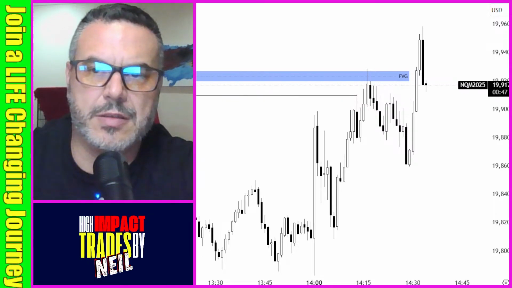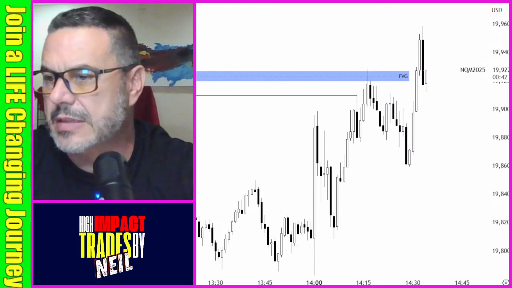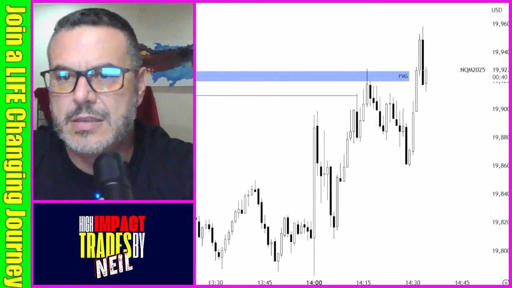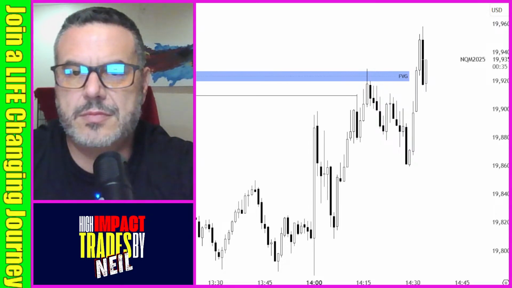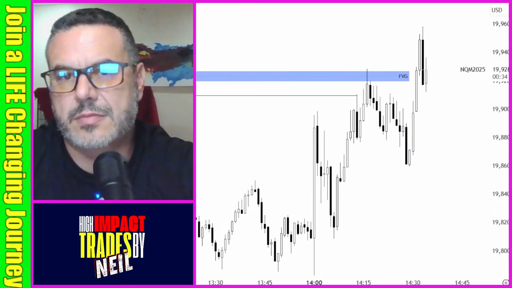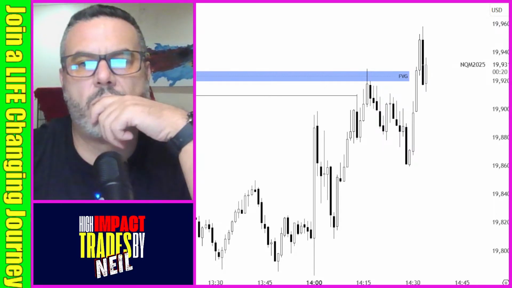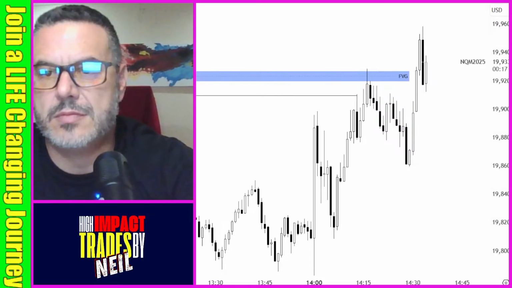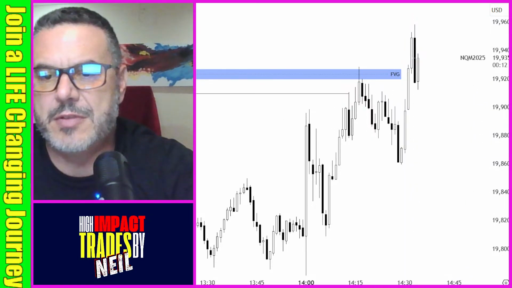I don't want to predict all of that, because yeah, we just have to wait and see till we get that nice change in direction. I'm not marking this fair value gap out because there's two on top of each other.